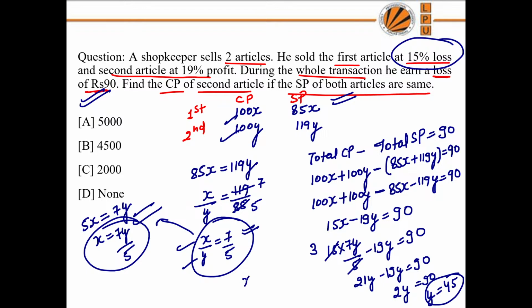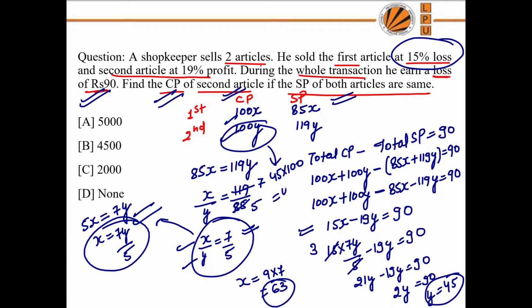So value of x would be, if y is 5, you can substitute in the equation. Here only you can substitute. So you can get x is equal to how much? 9 into 7, which is equal to 63. Question is asking you CP of the second article. CP of the second article is 100y, so we don't need x here. So it would be 45 into 100, which will give you 4500.